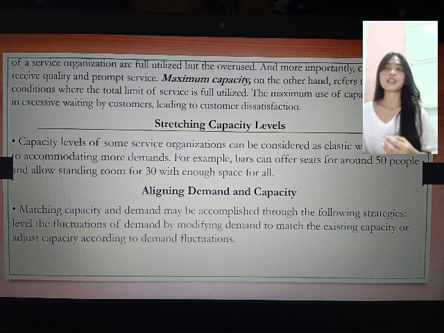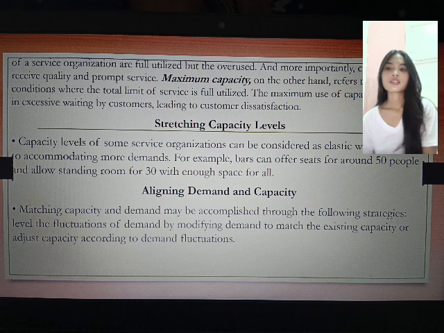Then, stretching capacity levels. Capacity levels of some organizations can be considered as elastic when it comes to accommodating more demands. For example, bars can offer seats for around 50 people and allow standing room for 30 with enough space for all.